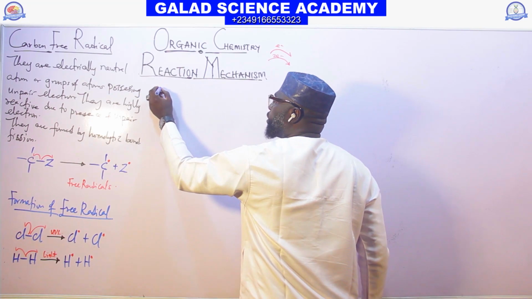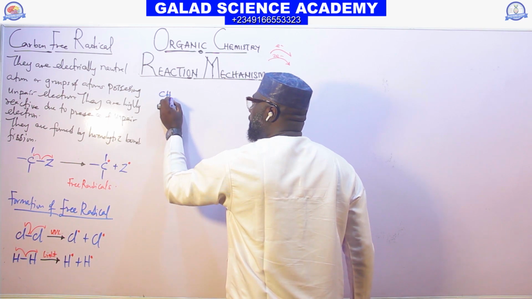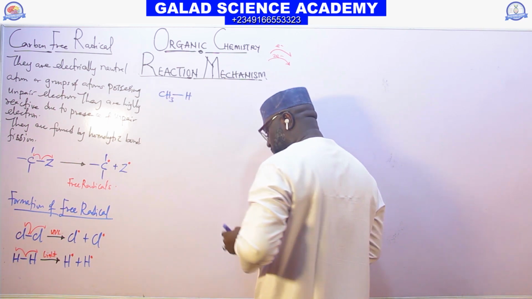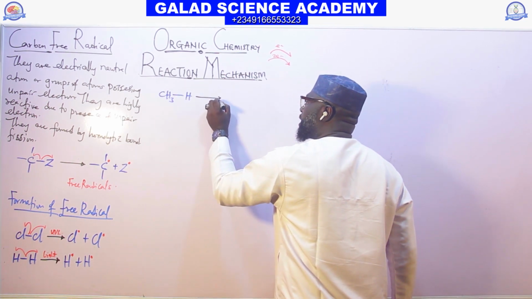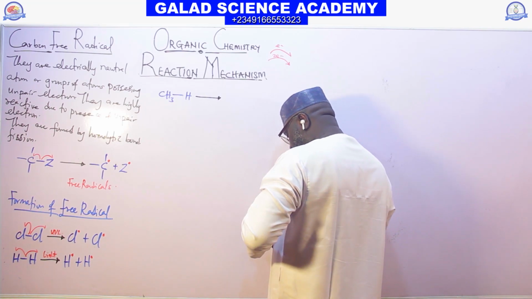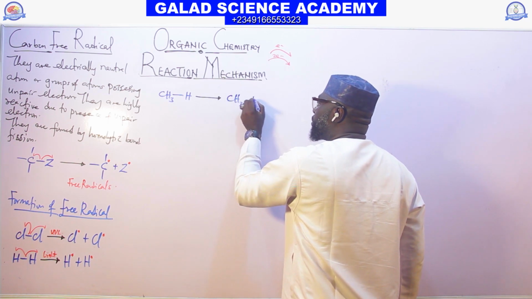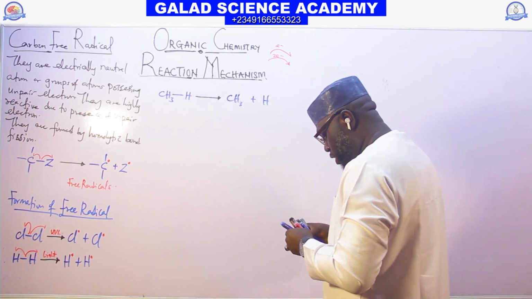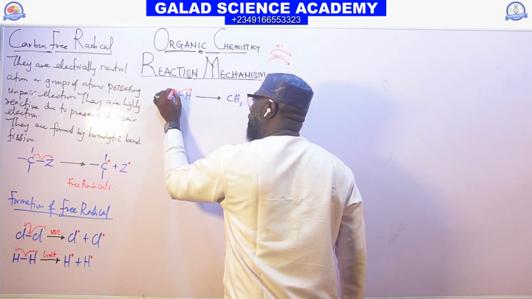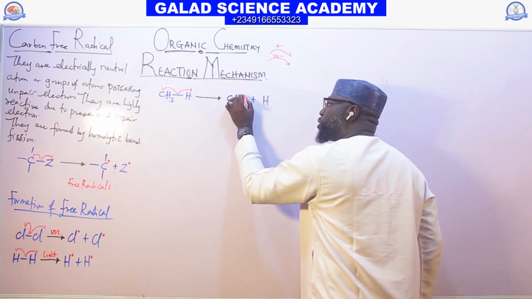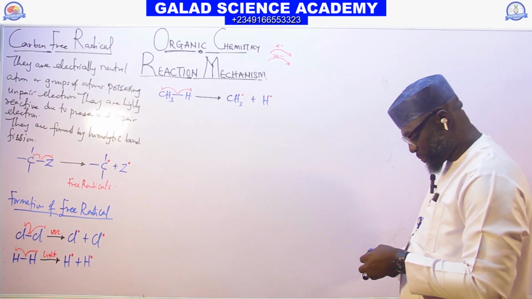Or if we have again CH3, and we have H here. To give you this, at the end of the day we have CH3 plus H. What leads to the CH3? The bond here: half will come to this, and the other half will go to this. So this will become a dot, and this will become a dot.